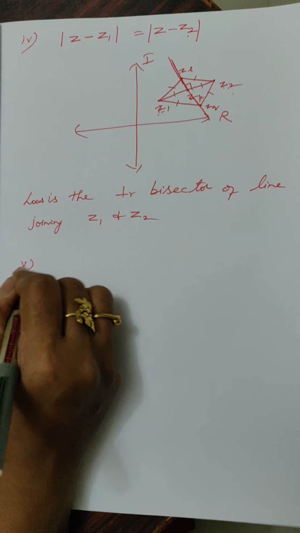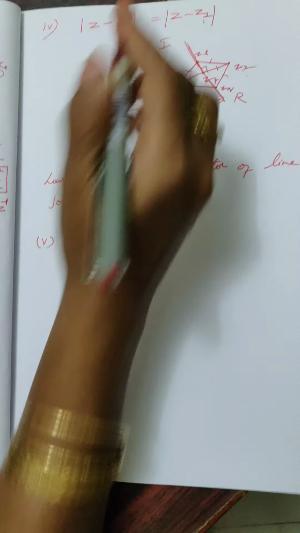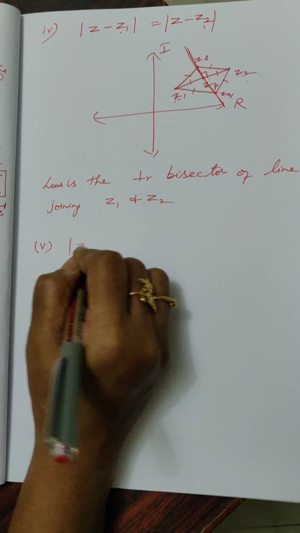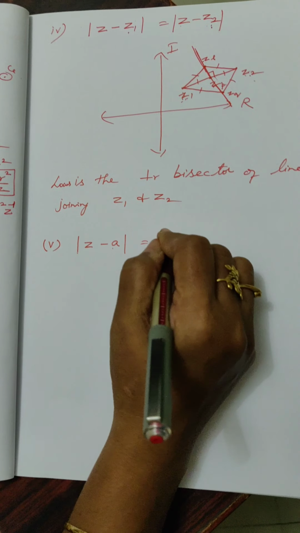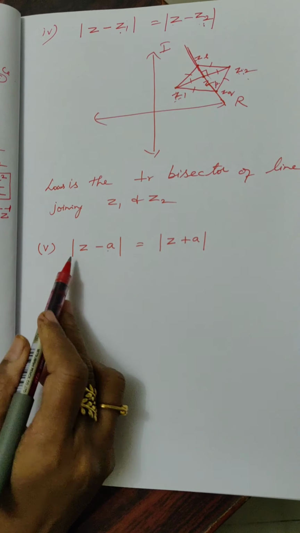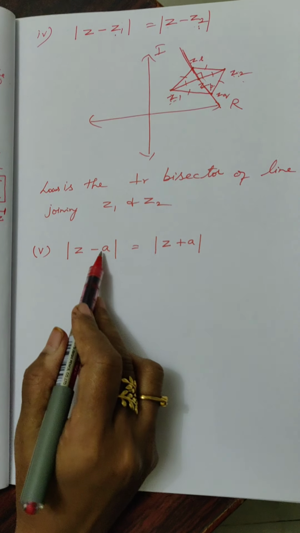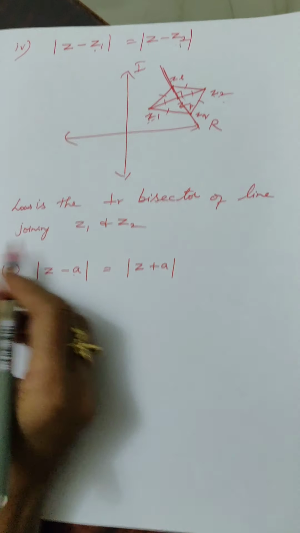Now let me show some more interesting results. Instead of z1 being a complex number and z2 being a complex number, suppose this complex number becomes purely real. Modulus of z minus a, where a is a real number, equal to modulus of z plus a. Modulus of z minus a equal to modulus of z plus a. a may be 3 or 4 or 5, anything. So how are we getting the locus?